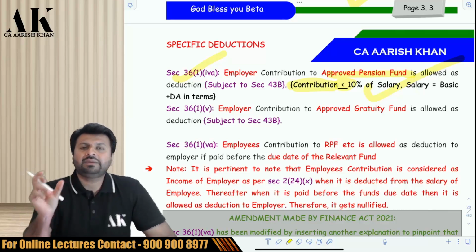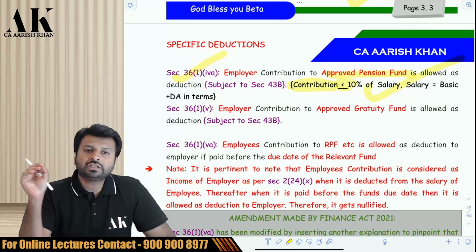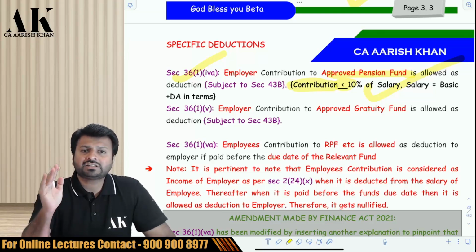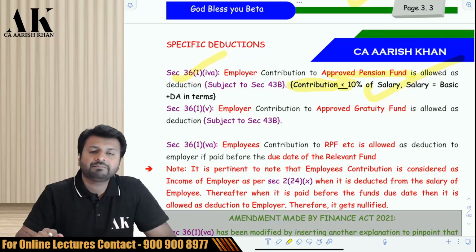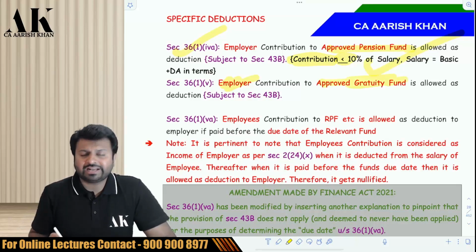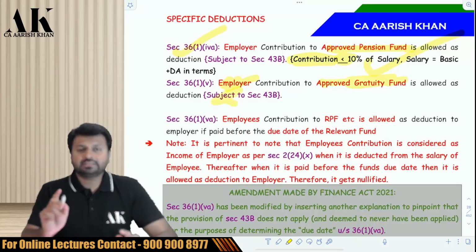Suppose if the salary of the employee is 30 lakhs, then the contribution cannot be more than 3 lakhs. If the contribution is more than 3 lakhs, the deduction will be restricted to 3 lakh rupees. Suppose the salary is 30 lakhs and the contribution is 4.5 lakh, the deduction given to the employer will be 3 lakh rupees, that is 10% of salary, that is basic plus DA. Next, 36(1)(v), employer's contribution to approved gratuity fund is also allowed as deduction, but again subject to 43B.